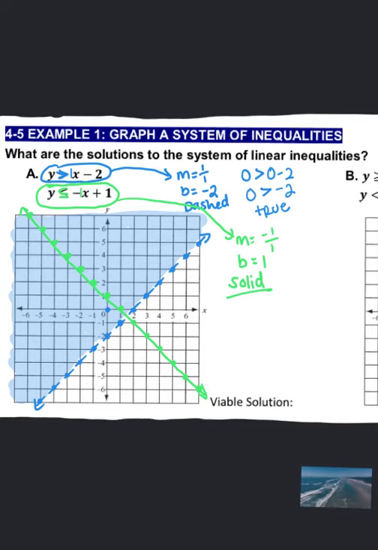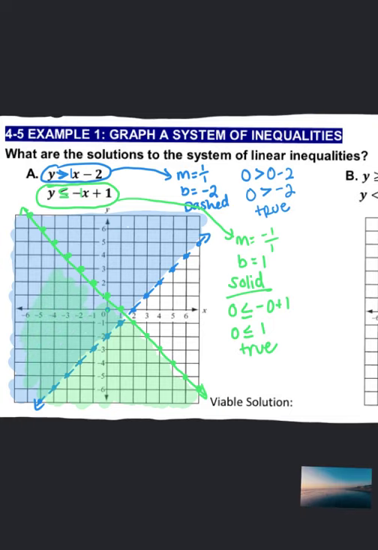Now I need to use my test point. I'm going to use the same test point 0, 0 because it doesn't fall on the line. So I'm going to put 0 is less than or equal to negative 0 plus 1. So I have 0 is less than or equal to negative 0 plus 1 is positive 1. 0 is indeed less than 1, so this is true. And since it's true, I'm going to graph below the line because in this case that is where 0, 0 is. I'm going to shade, shade, and shade right over that line.